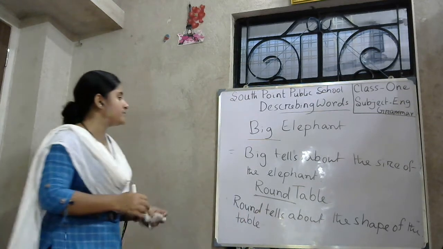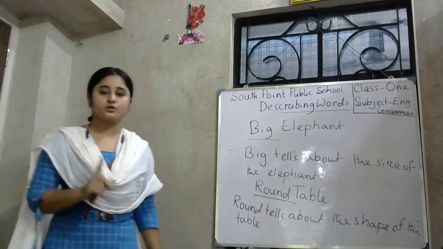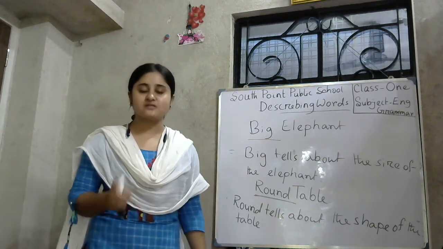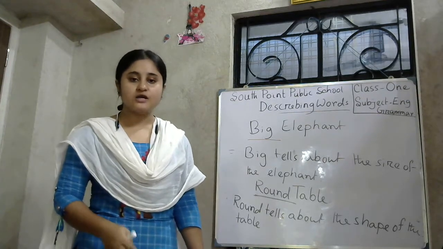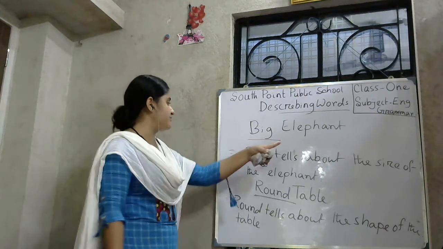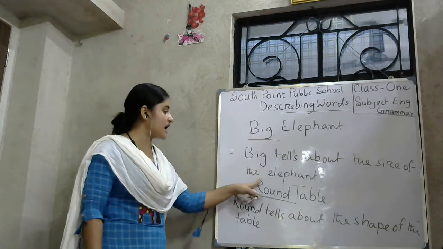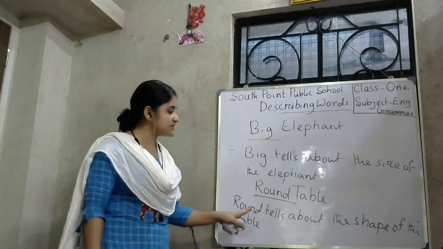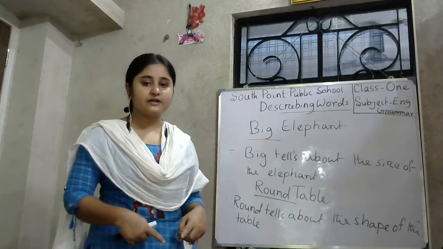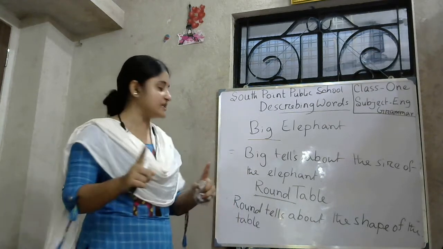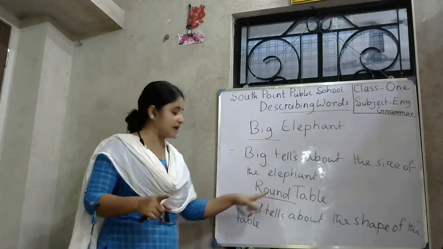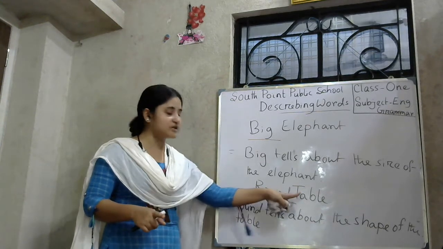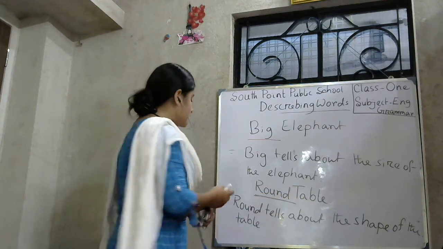So in the first example we have learned that two toffees. So two tells about the number of toffees. Red rose. What kind of rose? Red tells about the color of the rose, and big elephant. Big tells about the size of the elephant. Round table. Round tells about the shape of the table. Table is a noun and round is the describing word. So we can say that round tells more about the table because the table is round.